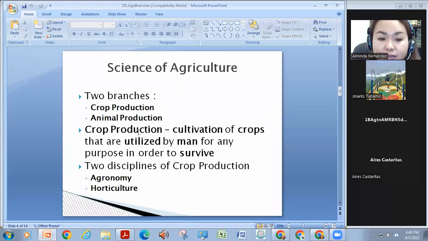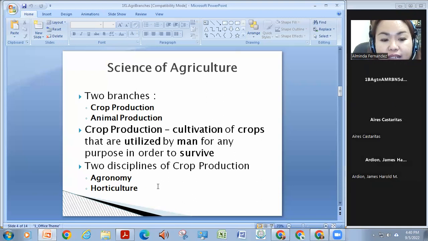So there are two branches of agriculture. We have the crop and animal production. Of course, crop production is the cultivation of crops for man's purpose in order not only to survive, but to thrive and to make money, no, as a business. And there are two disciplines under crop production. Of course, for animal production, we only have livestock, poultry, ruminant production. And for crop production, we have agronomy and horticulture.